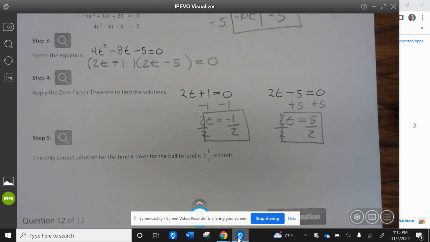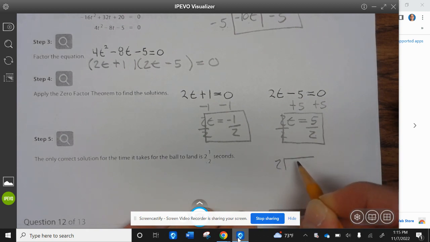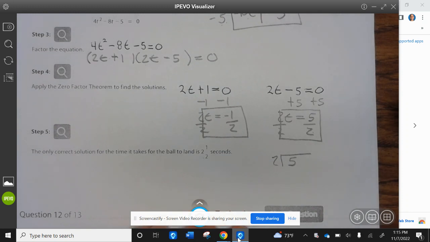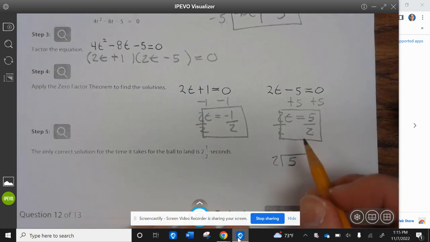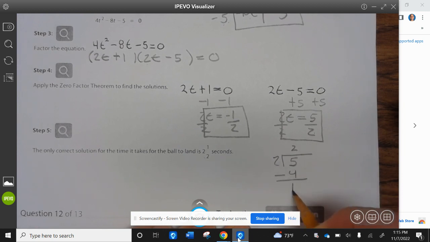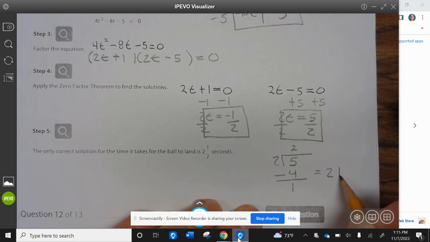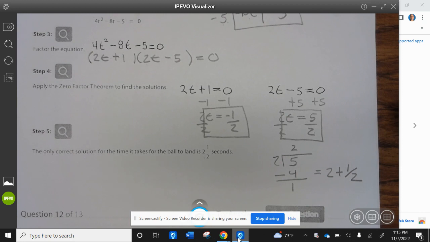Now, it says the only correct solution for the first time it takes for the ball to land is 2.5 seconds. To go from 5/2 to 2 and 1/2, you use basic fractions. So we do 2 divided into 5. 2 goes into 5 two times. 2 times 2 is 4. Subtract, the remainder is 1. So we write this as 2 plus 1 divided by 2. All right, go and finish up that example.